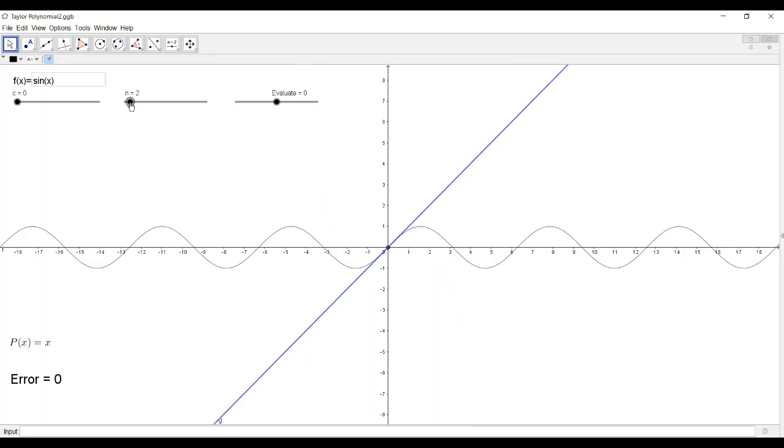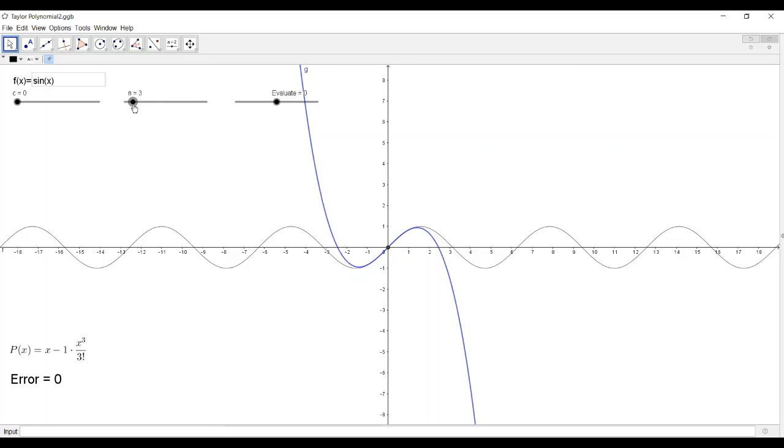you see we start increasing our accuracy as we move away from our center. Now, if you're paying attention, notice that n equals 2 didn't change because sine is an odd function, which means it only has odd powers, so that wouldn't change. So notice that n equals 3. Now our blue polynomial matches the sine curve farther away from the center.